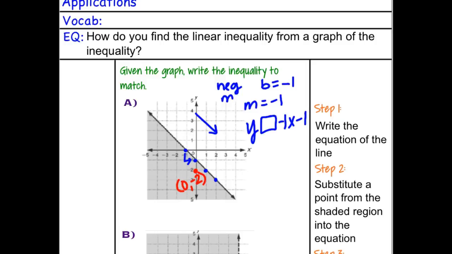I'm going to substitute that in. So that means that -2 something, -1 times 0 minus 1. Well, -1 times 0 is 0, minus 1 is -1. And -2. Now, before we get to our final step, we look and see do we have a dotted line or a solid line? We have a solid line. That tells me that whatever symbol is in here is going to have the or equal to piece to it.